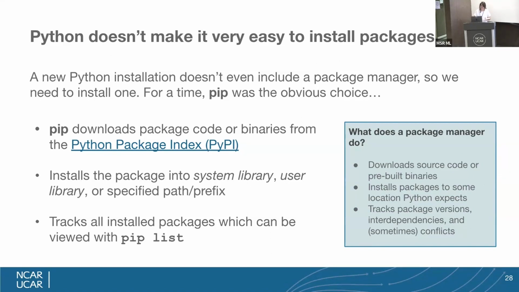The problem with this is that essentially it tries to install a lot of things into 3 specific locations that are not very user friendly. The system library, which is a no-go on HPC. The user library, which is a little bit more convenient, but you can't really have multiple different versions of it. And a specific path or prefix where you need to remember where you actually installed all that stuff. Those are 3 okay locations, but we can do better.